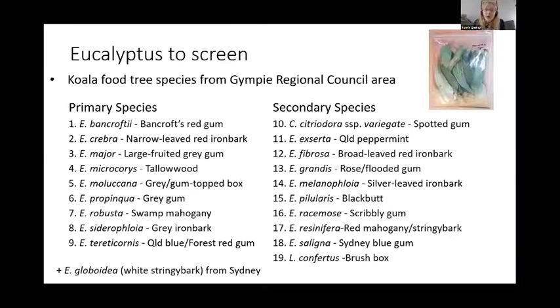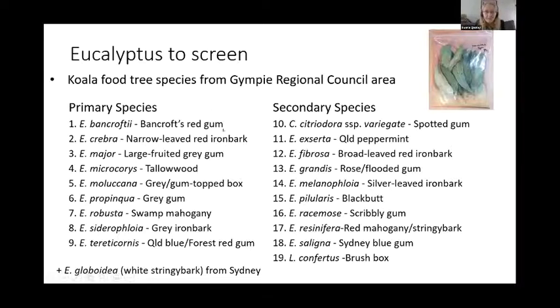So to begin, we needed some trees to look at. So we partnered with Gympie Regional Council to get samples of eucalyptus trees that are known koala food sources here in the Gympie regional area. We targeted 9 different species of eucalypts that are primary food sources, and 10 eucalypt species that are secondary food sources.